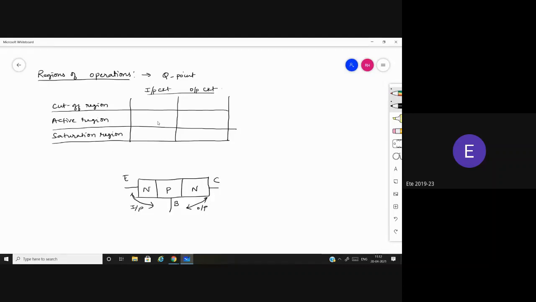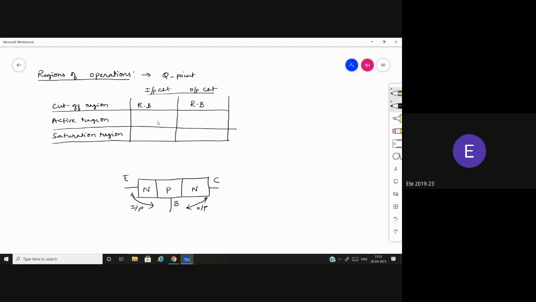Now, if I want this transistor to act as an off switch, that means I need to turn off the supply to a device. I'm going to use the transistor as a switch to turn off the power supply to some particular device. Let us take, I'm going to glow a bulb and I'm using the transistor as a switch. So I need to turn off the bulb. Then the input part should be reverse biased and the output part should be reverse biased.